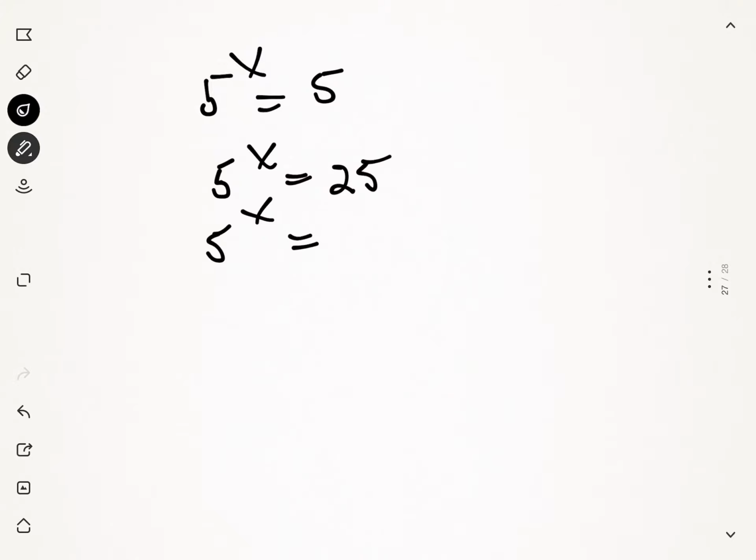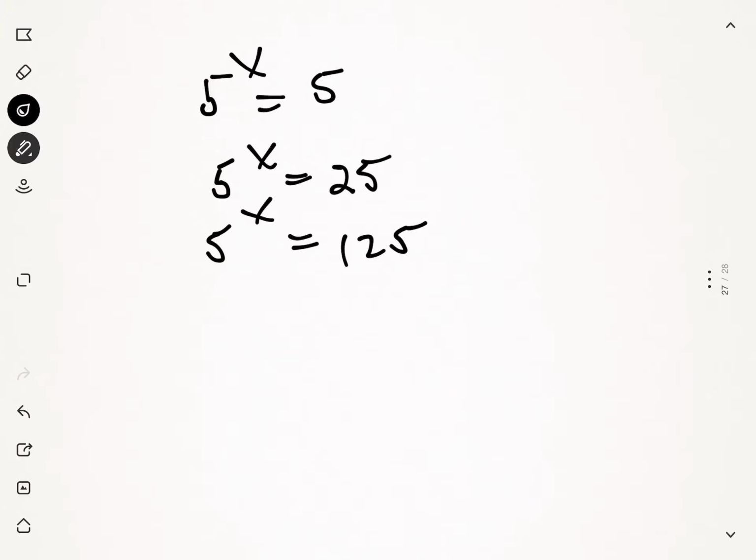So let's say we have 5 to the x equals 5. Five to the x equals 25. And 5 to the x equals 125. So in these three cases here, it doesn't take a lot to identify what the answer is, only by inspection. So you can only have one answer.